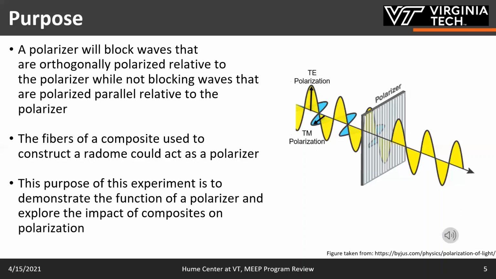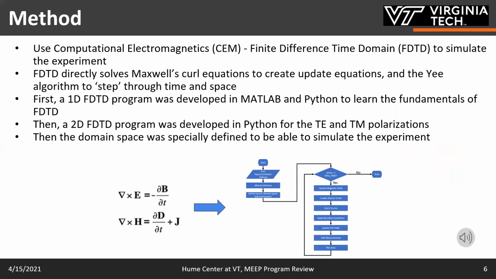So the purpose of this experiment is to demonstrate the function of a polarizer and then to explore the impact that composites can have on polarization and how that can affect the wave propagation. To simulate this experiment, we used computational electromagnetics, specifically the finite difference time domain. Finite difference time domain directly solves Maxwell's curl equations to create update equations that are, as the name would suggest, finite and in the time domain. This, coupled with the Yee algorithm, allows you to step through time and space, constantly solving for and updating the electric and magnetic fields in the domain space.